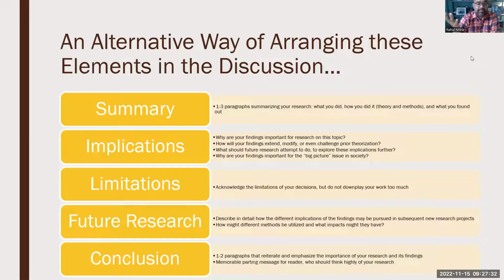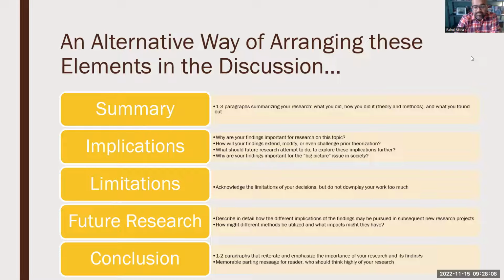And then after that, you might decide to focus on the limitations of your research. You might decide to have a separate subsection entirely of future research, as opposed to the previous method that I showed you, where the future research part was wedded into the theoretical implications and the limitations subsections. So you might consider, for instance, in a separate future research subsection, how the different implications of the findings may be pursued in subsequent new research projects.